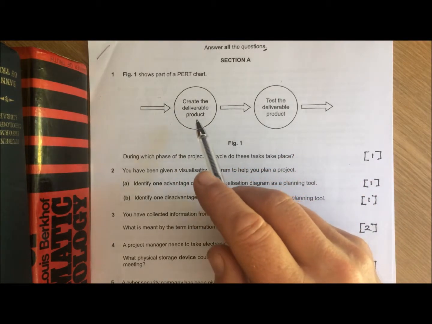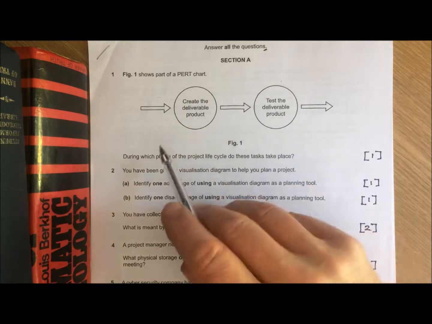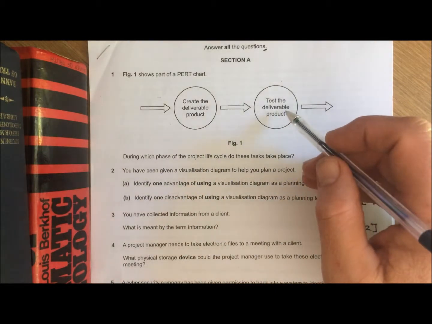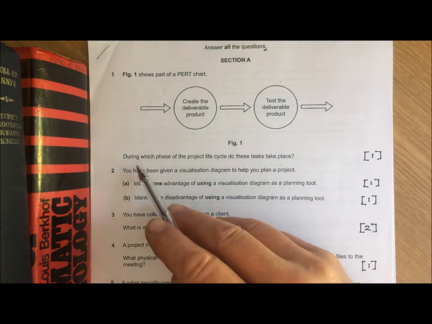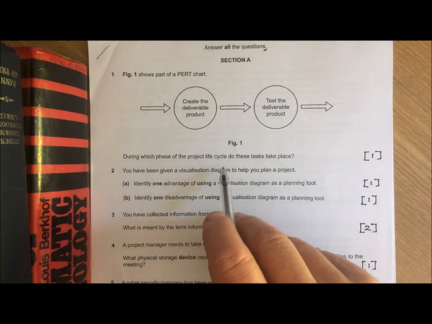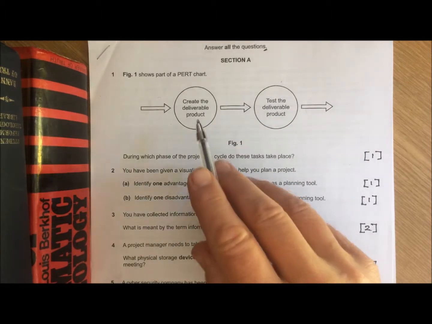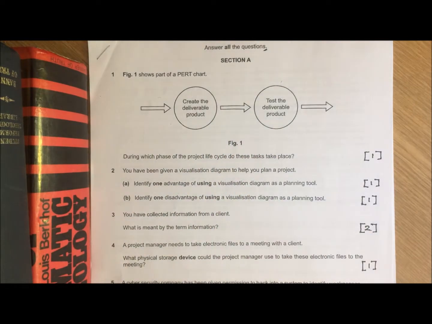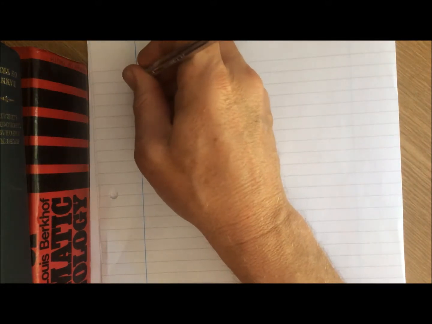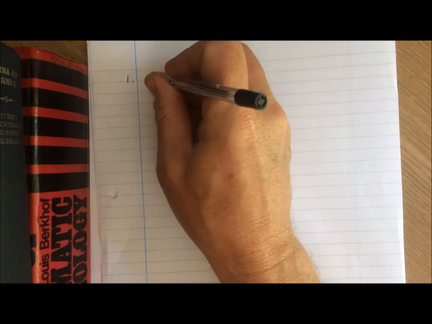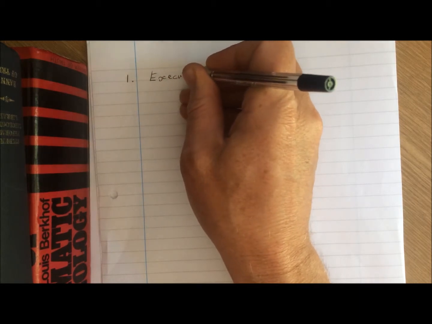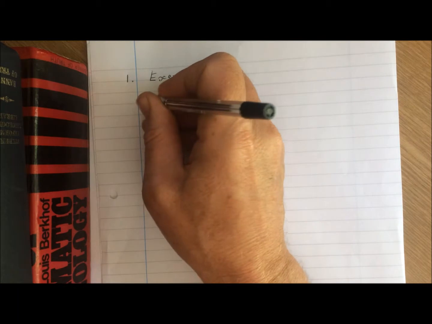Figure 1 shows part of a PERT chart. That's one of those with the circles joined by arrows. Create the deliverable product. Test the deliverable product. During which phase of the project life cycle do these tasks take place? So when do we make the product and test it? And that's done during the execution phase. Execution, when we make the product.